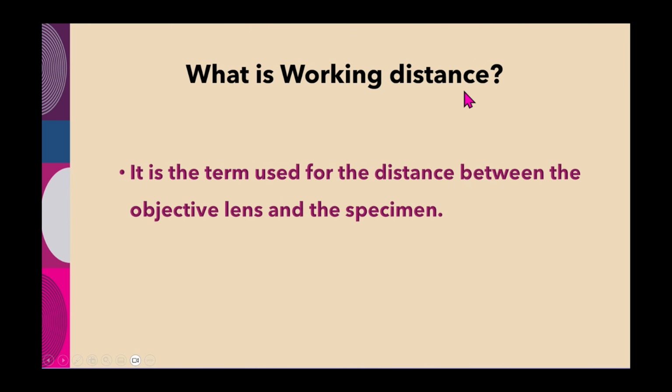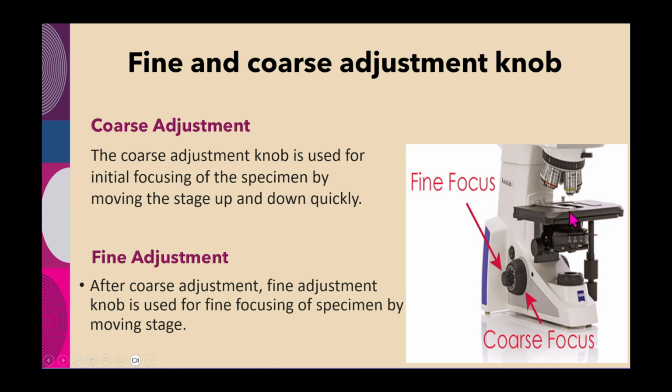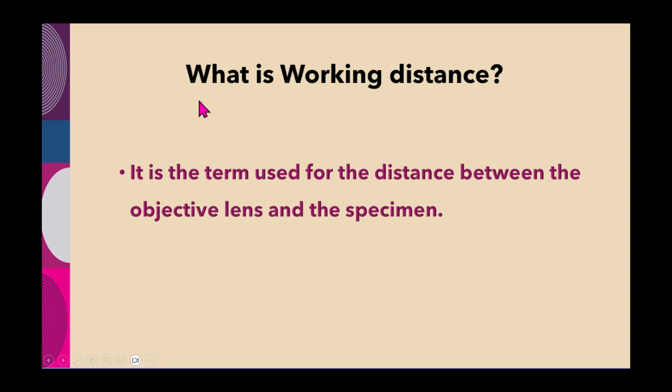What is working distance? This is the slide and this is the objective lens. The distance between the slide or specimen and the objective lens is called the working distance. Working distance is the term used for the distance between the objective lens and the specimen.